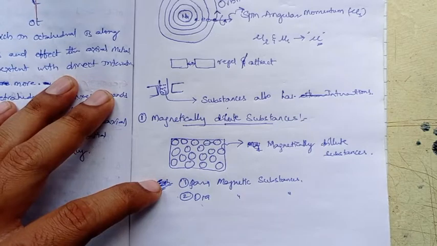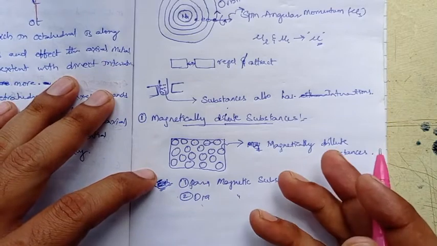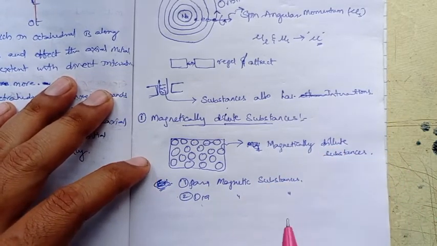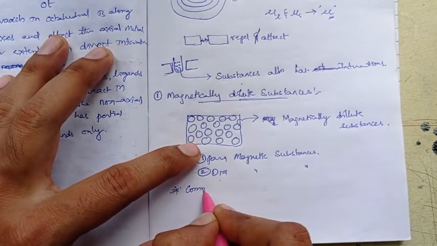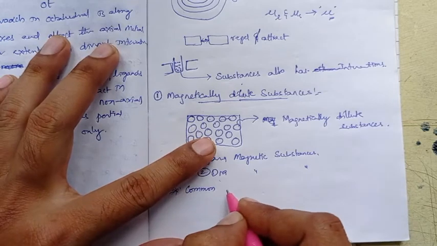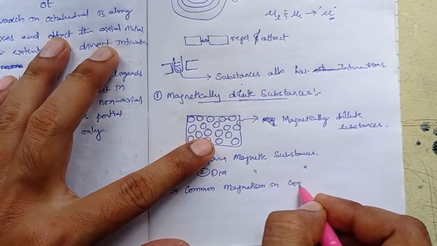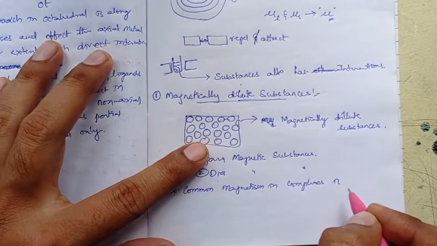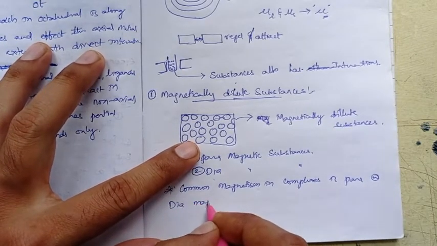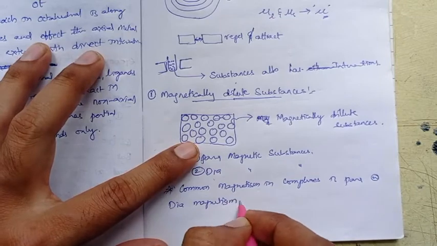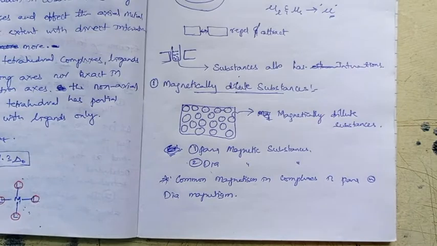And the most common magnetic behaviors of substances in complexes are these two, right? The complexes are either para or dia most of the time. So we can give a statement that the common magnetism in complexes is para or diamagnetism, right? That's how the magnetically dilute substances are.